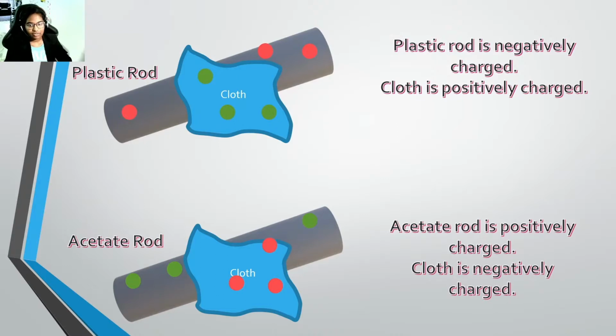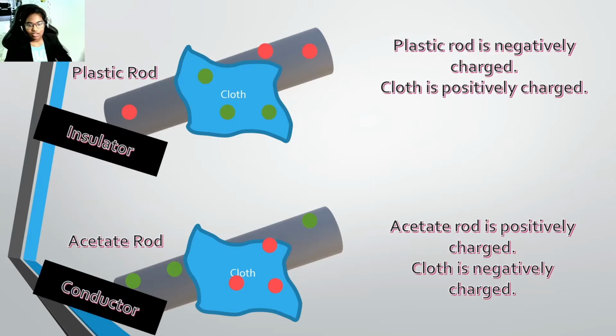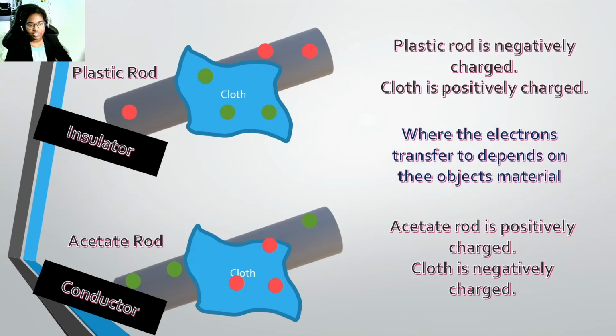Why did the plastic rod end up negatively charged and the acetate rod end up positively charged after being rubbed by the same cloth? Well, it's because acetate is a conductor and plastic is an insulator. The object's electrons will be transferred depending on the material. This changes which object will be positively charged or negatively charged.